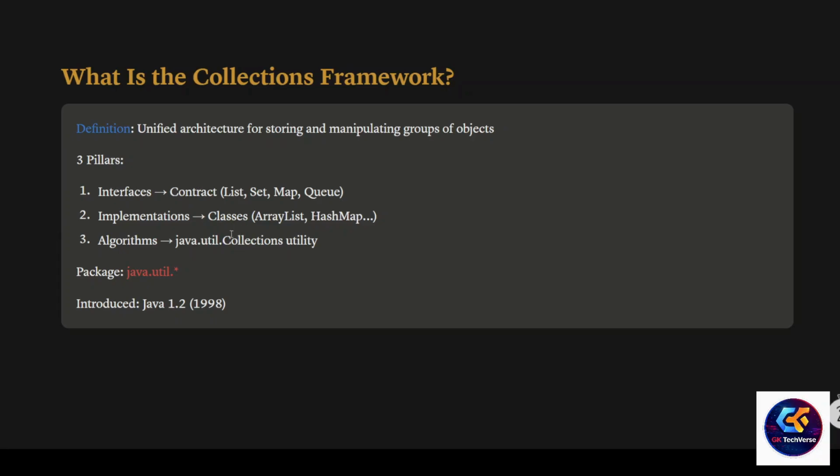Three things you need to know. Interfaces define the contract, implementations are the actual classes like ArrayList and HashMap. Algorithms are utility methods like sort, shuffle, binary search. All are in the package java.util.